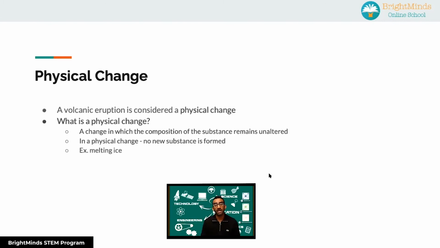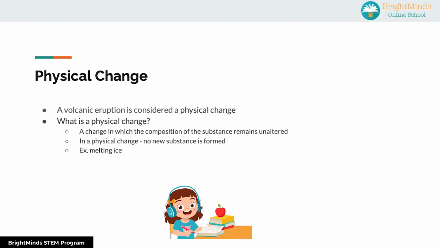So melting ice is an example of a physical change. Why is melting ice an example of a physical change? Does anybody want to tell me? Give me the reasoning. Luna? Because ice is made of water. When it melts, it's still gonna stay water. It's not gonna change. Wonderful.